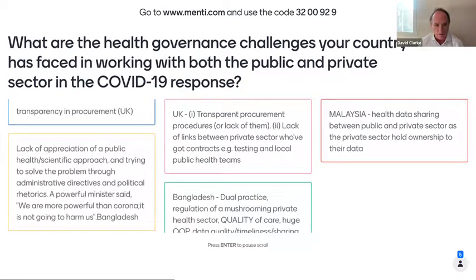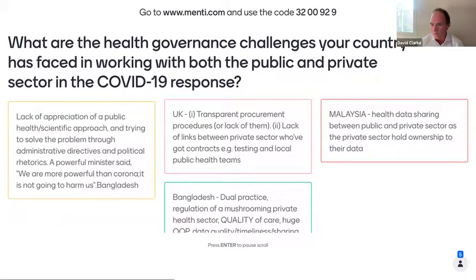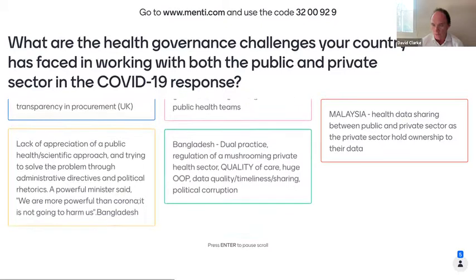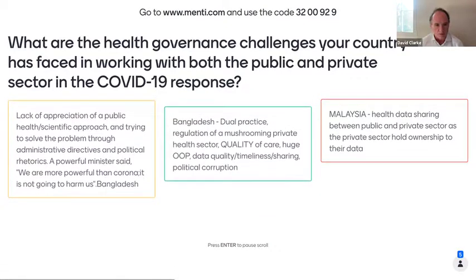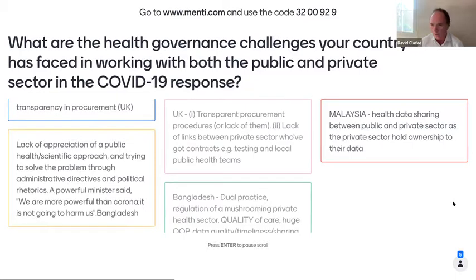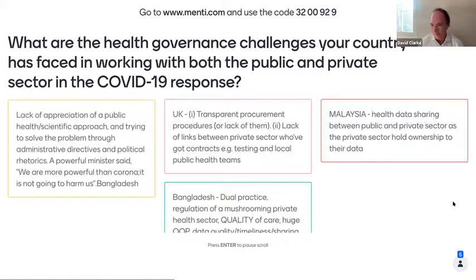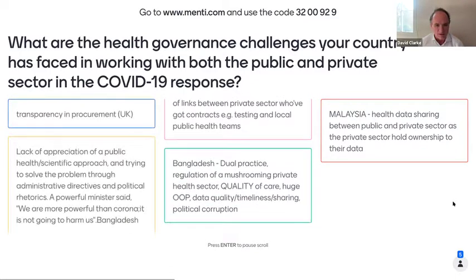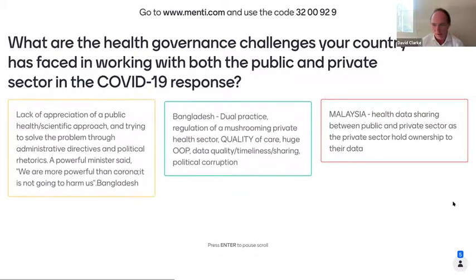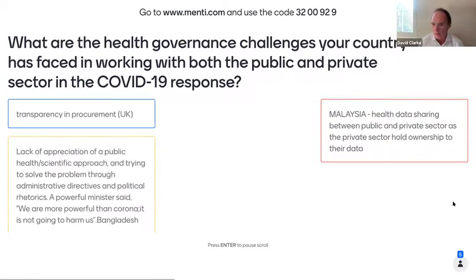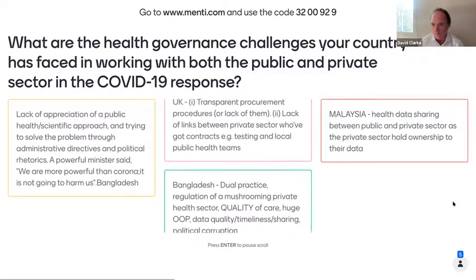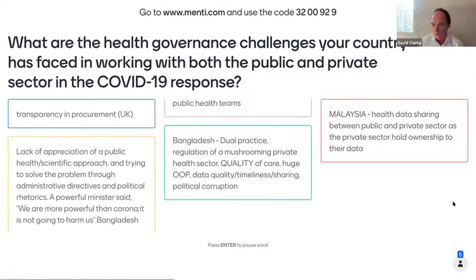I mean, again, we are very much focusing in our work on governance on the importance of dialogue as part of working with the public and private sector. I can see a question here about your practice, which is obviously a problem in many different countries, and also issues around quality of care and large out-of-pocket expenditure. These are all critical things that we're trying to address as part of the strategy and in relation to our work on universal health coverage.